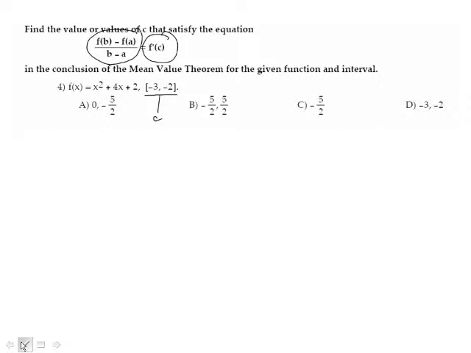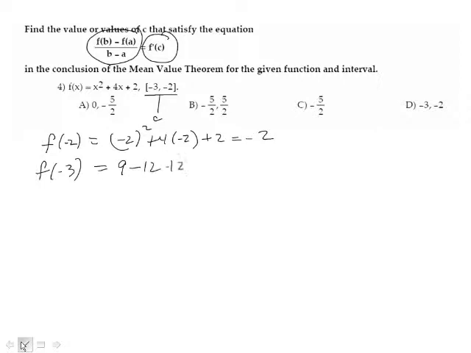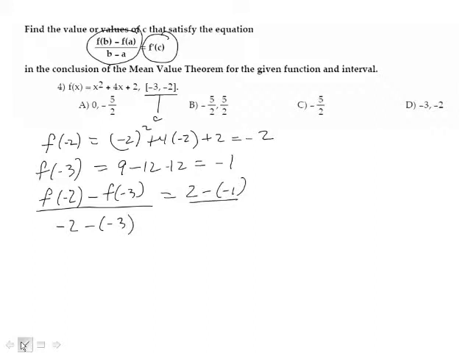Well, first of all, f of minus 2 is equal to minus 2 squared plus 4 times minus 2 plus 2, equal minus 2. F of minus 3 is equal to 9 minus 12 plus 2, equal minus 1. So f of minus 2 minus f of minus 3 over minus 2 minus minus 3 is equal to minus 2 minus minus 1 over, this is 1 down here, is equal to minus 1.